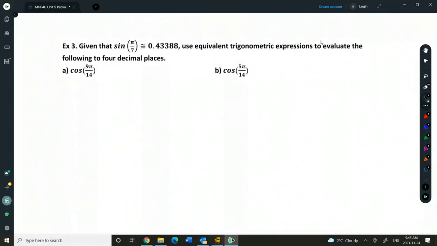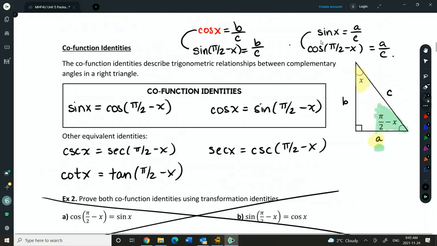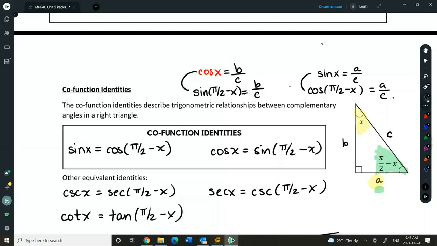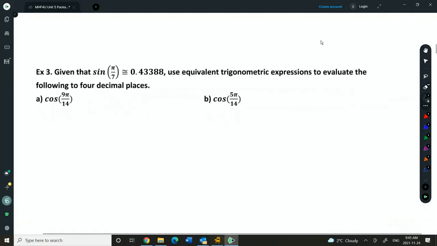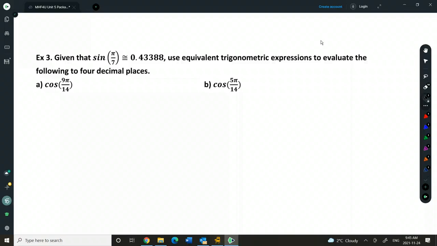So that brings us to our last example for this section, which is, without a calculator, we're going to try to prove what cos of 9 pi over 14 is equal to and what cos of 5 pi over 14 is equal to using the cofunction identities that we have above. I'm given the information in this question that sine of pi over 7 is equal to approximately 0.43388. And I want to use this information to see if I can prove A and B here.